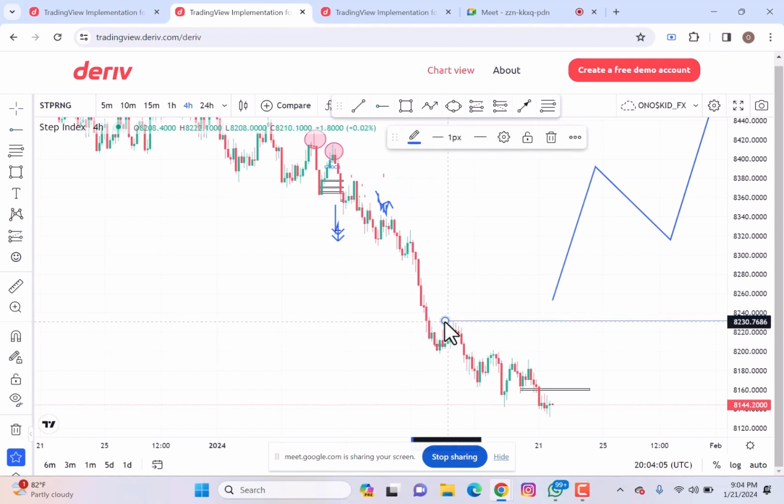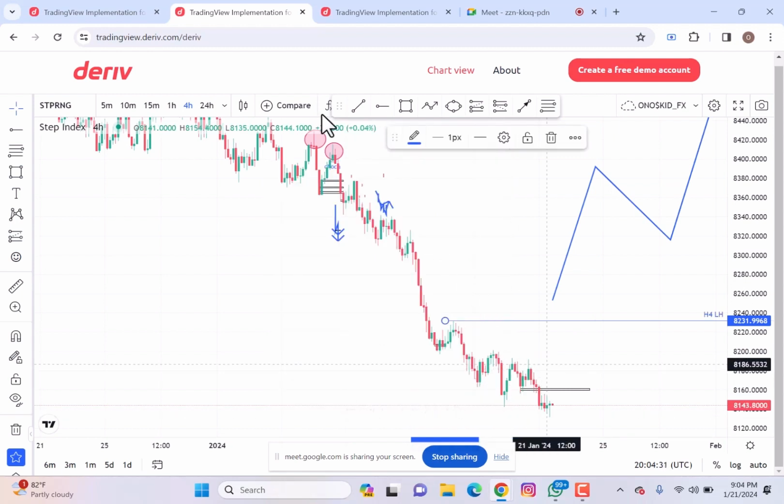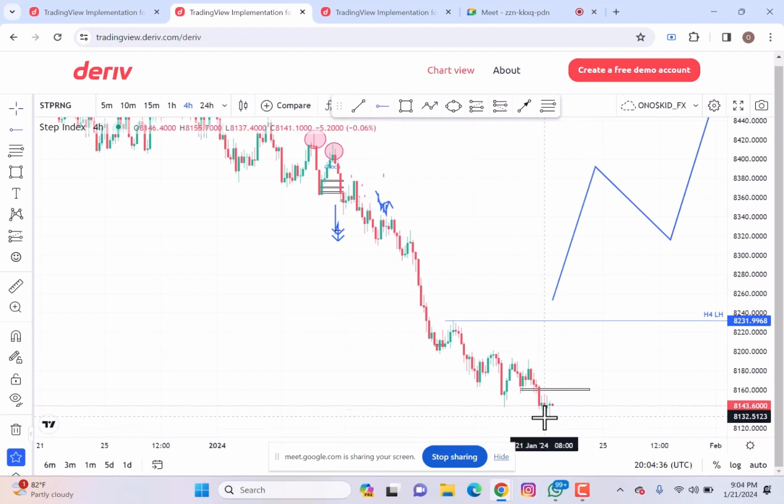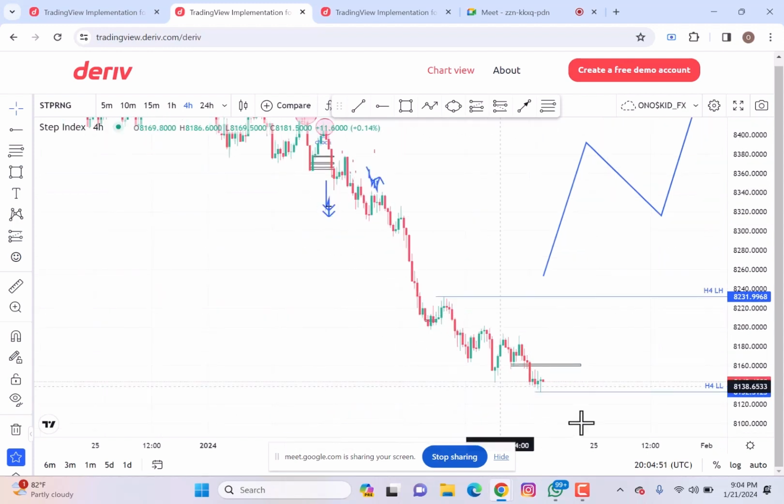So this particular point, I'm going to call it my H4 lower high. Okay, then I'm going to call this particular point here H4 lower low. Now you have identified your recent market range.